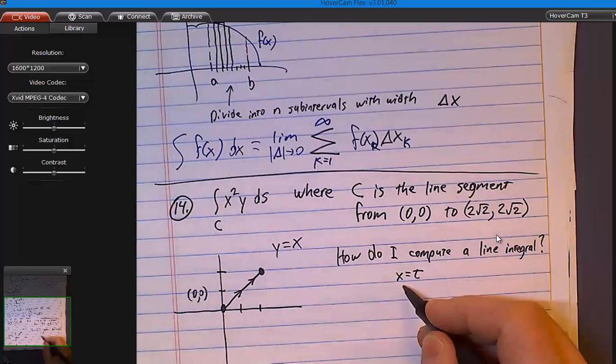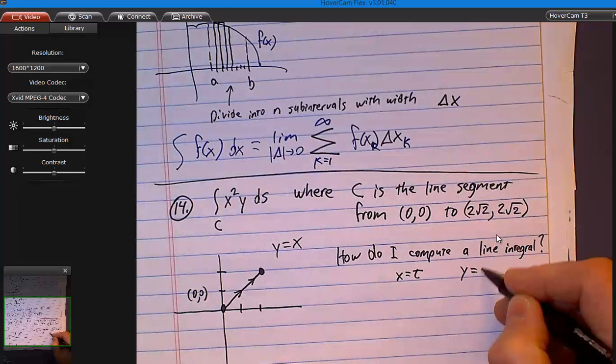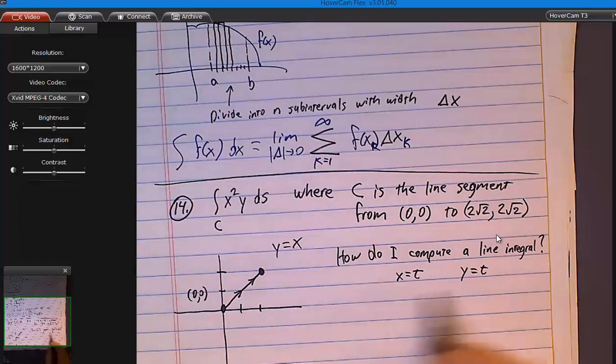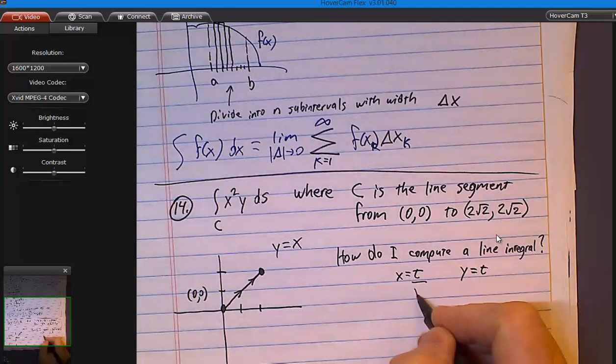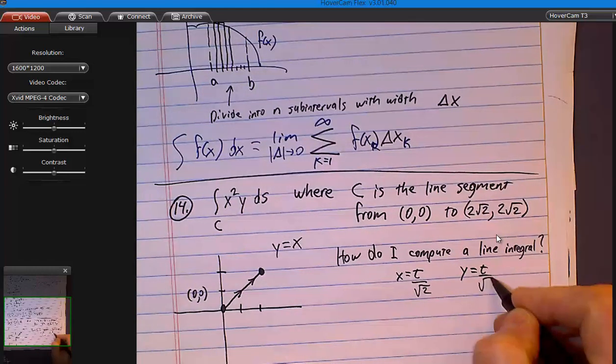So that's interesting. Certainly I could do this: there's a parameterization x equals t and y equals t. But I'll notice you said we want to multiply by root 2 over 2, or divide by radical 2, which is the same thing.